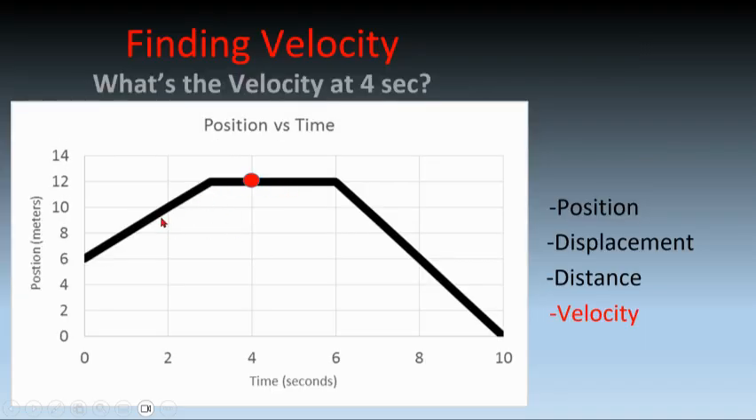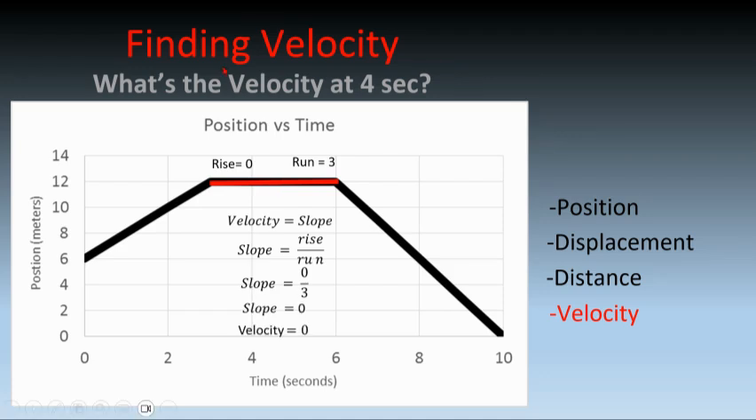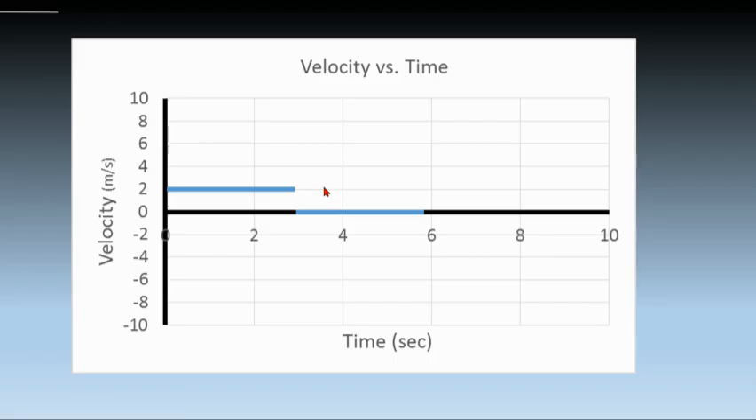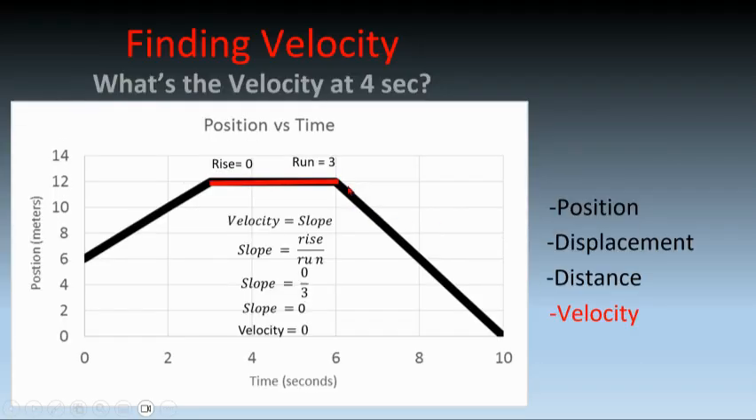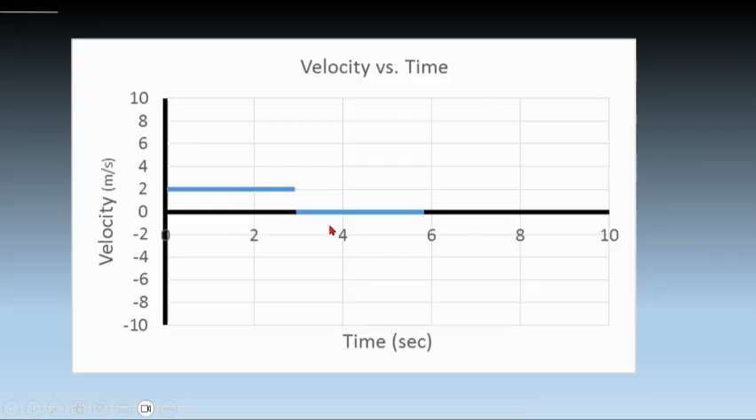Now let's look at, any time the slope changes, we have to find a new slope. So let's look at 4 seconds, which is on this flat line. And the slope here is just 0 over 3, because rise is 0 for a flat line. And 0 over 3 is 0, which means the velocity was 0. Okay, and as we said earlier, he's not moving at this point, so that makes sense. So the velocity will be 0 until it changes right here at 6 seconds. Okay, so that's why you have a 0 velocity here.